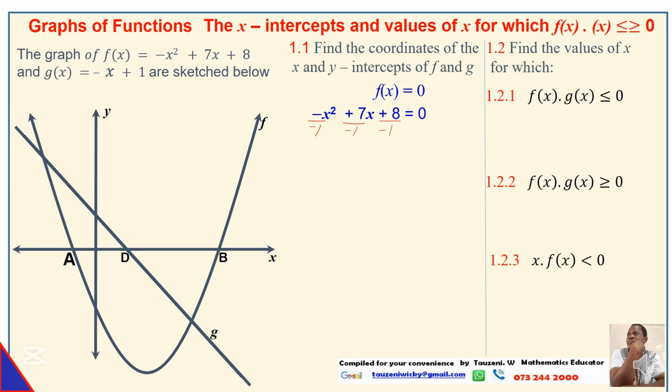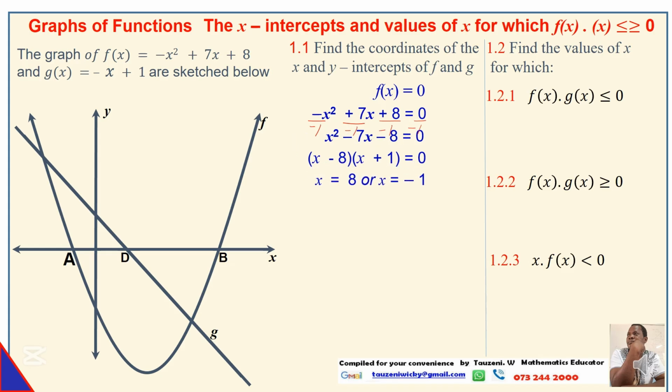Here, after equating to 0, I notice that the leading coefficient is negative, so I can make it positive by dividing the equation by -1. Now, we can solve this equation using the quadratic formula, completing the square, or factorization. In this case, it has been solved using factorization to give the two values for x.